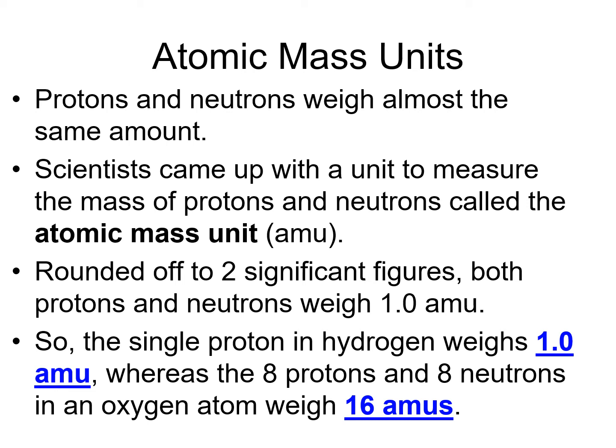So in hydrogen, we had 1 proton. It must weigh 1 atomic mass unit. It had no neutrons, and you can ignore the weight of the electron because it's so small. The oxygen, on the other hand, had 8 protons, that's 8 atomic mass units, and 8 neutrons, 8 more atomic mass units. So an oxygen atom must have a mass of 16 atomic mass units, 16 times more massive than the hydrogen.